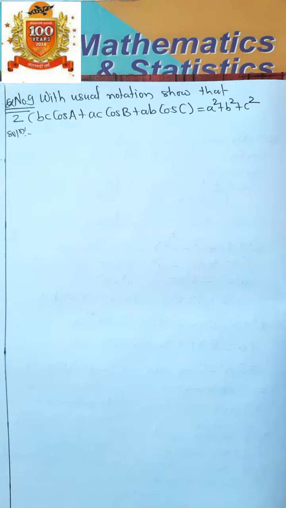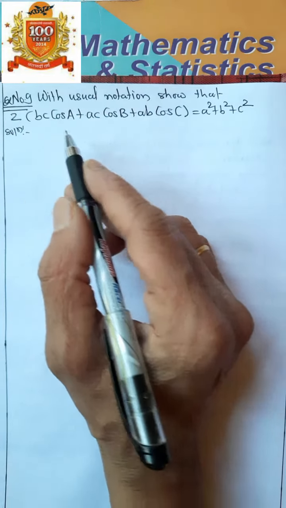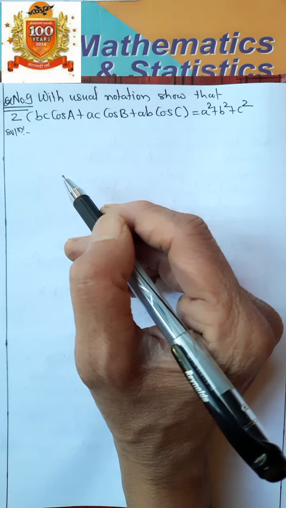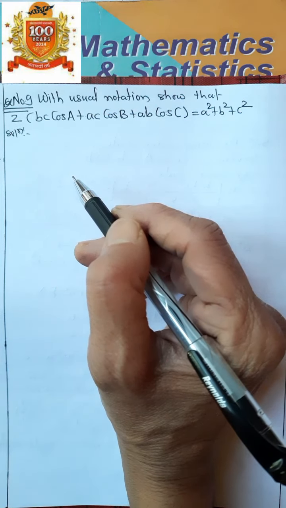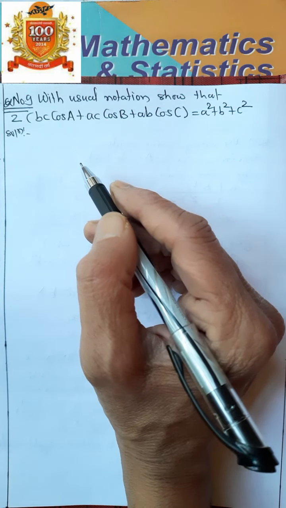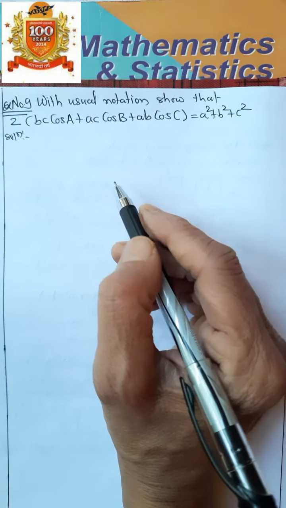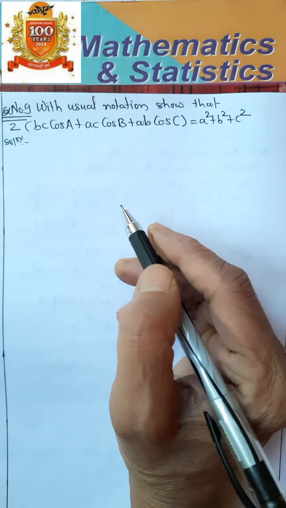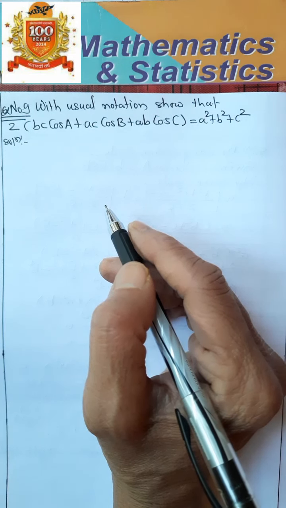Let us see the last question of this exercise, that is question number 9. Remaining questions 10, 11, 12, 13 are not in syllabus. So this is the last question of this exercise. Let us solve this. After completion of this question, we can complete our chapter also.